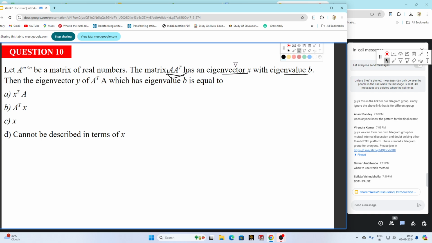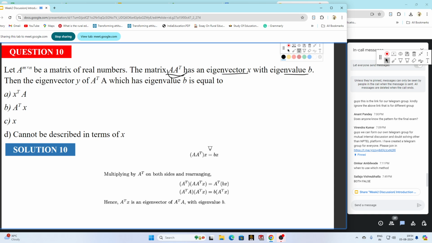Eigenvector x with eigenvalue b. Then the eigenvector y of A transpose A, which has eigenvalue b, is equal to: option A is x transpose A, option B is A transpose x, that means A transpose x, option C is x, and option D cannot be described. So we have to solve this.